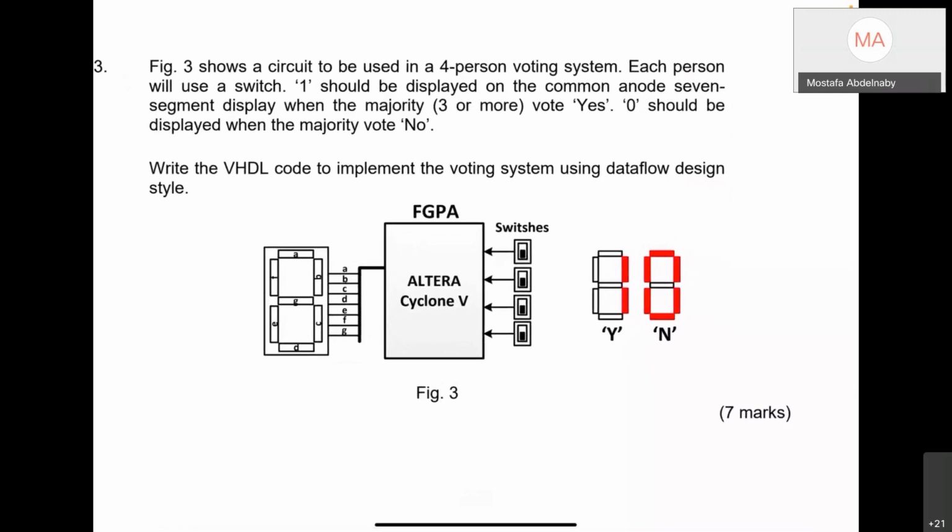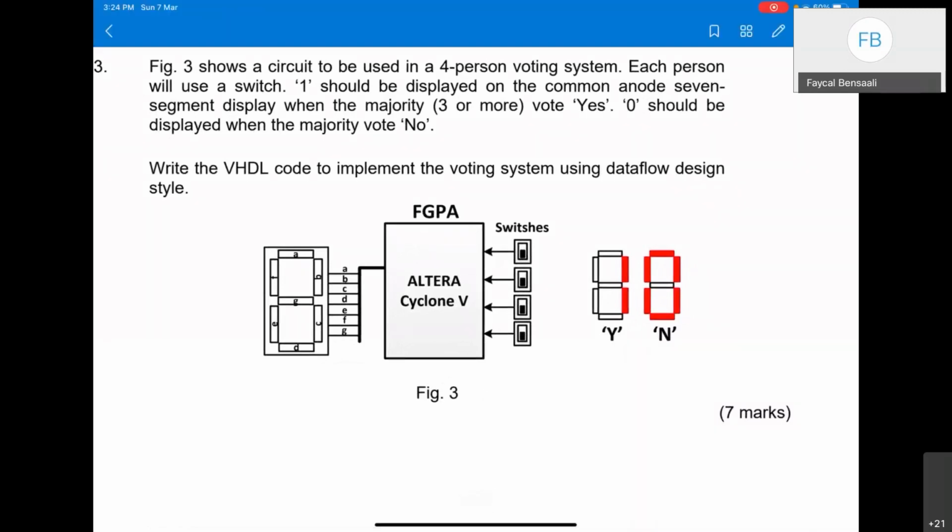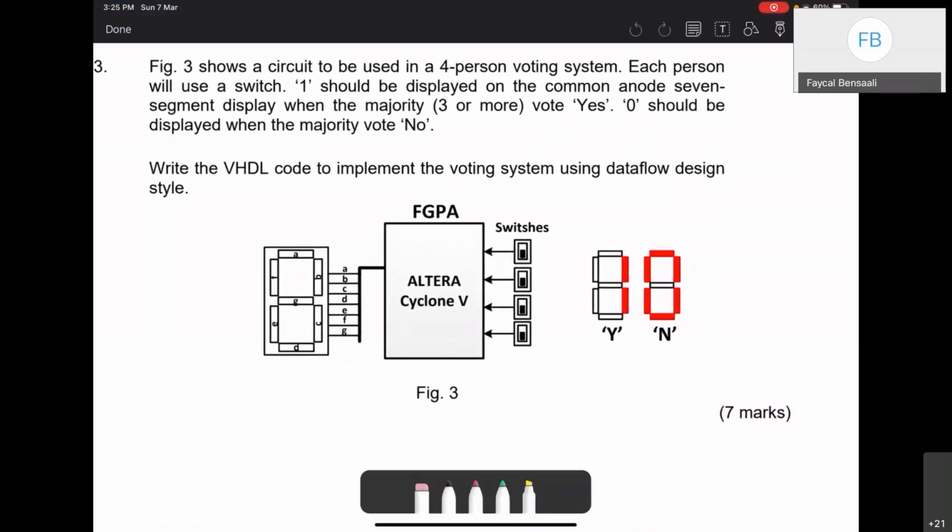If this has confused you, this is what I mean. If you have 3 or more, you display 1. All other cases should be 0. Is this clear? Yes. 3 or more is 1. All other cases, which means that the majority didn't vote yes. Yes, now yes, thank you. Okay, no problem.